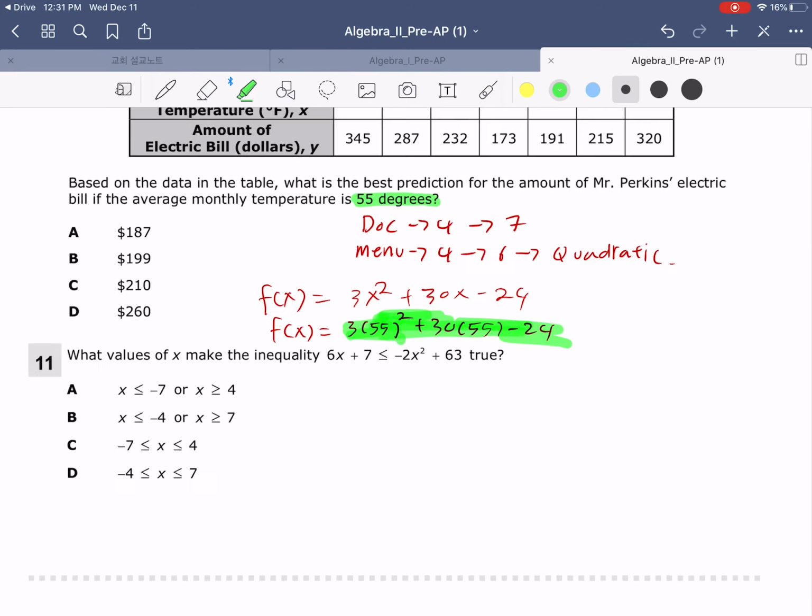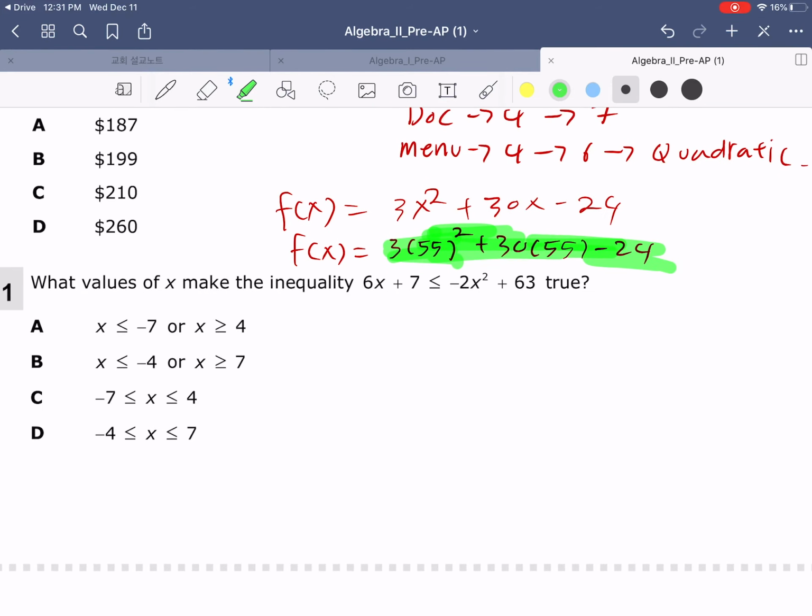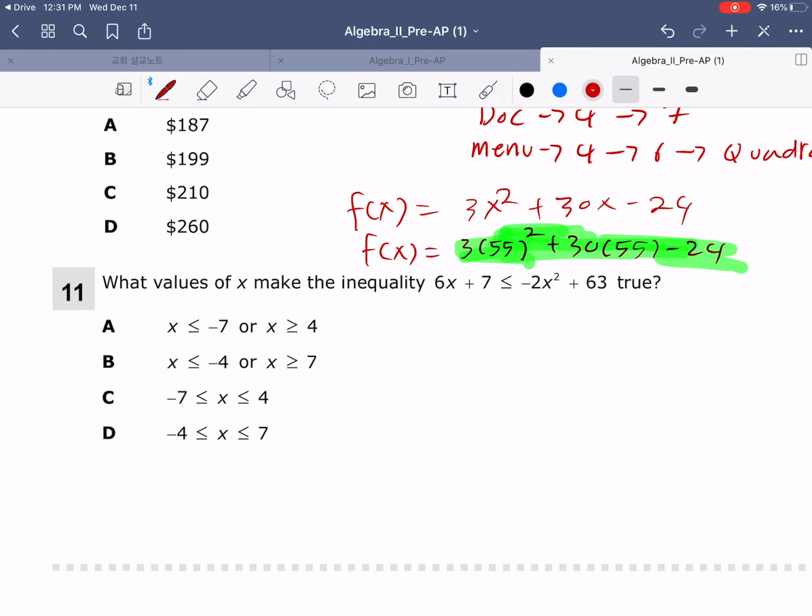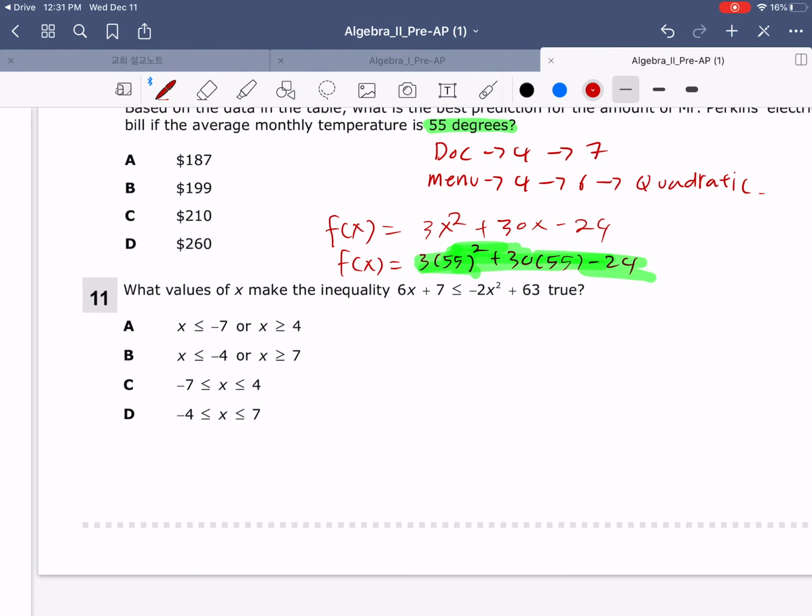Anyways, this is the last question that I'm going to go over for this video because I think I need a break. My neck really hurts. Now, what value of x makes this inequality true?